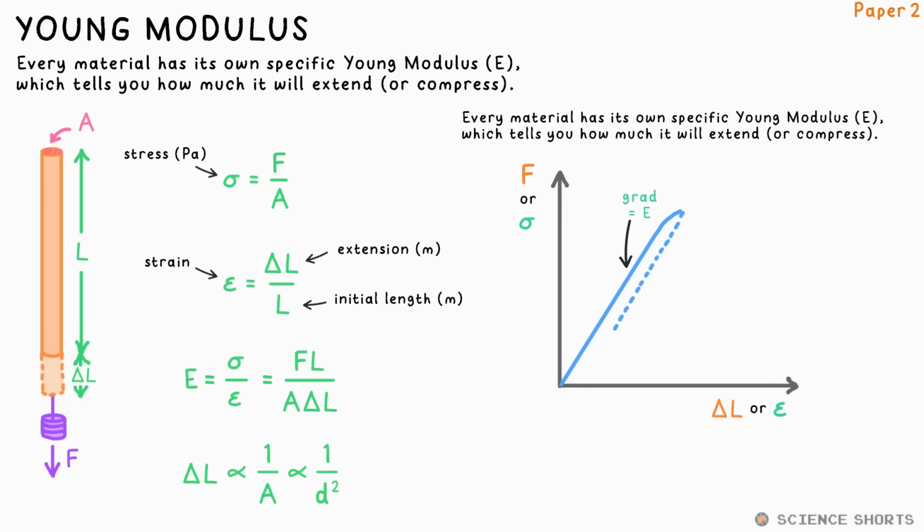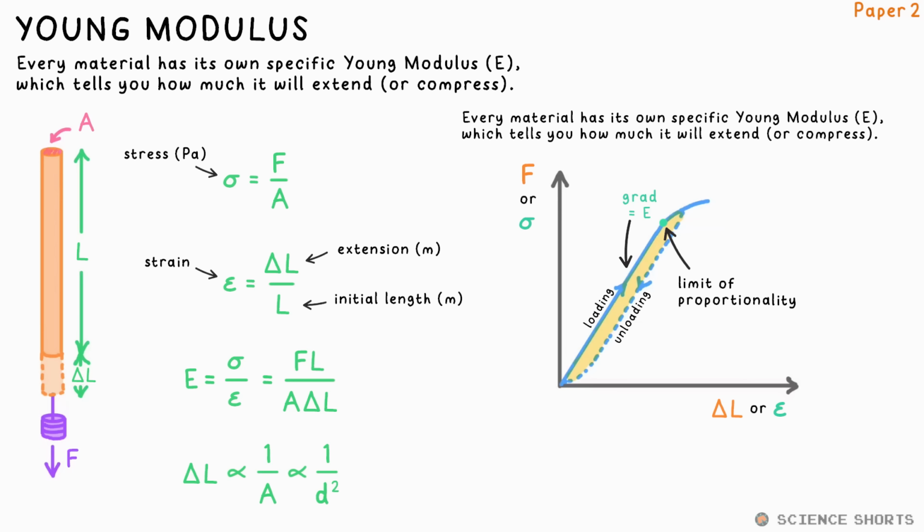Add even more force, and the graph will start to curve though. We've gone past the limit of proportionality. We can't use Young's modulus past this point. However, even after it curves, if we remove the force, it can still return to its original length. It can still behave elastically. We say the unloading curve might look different to the loading curve.